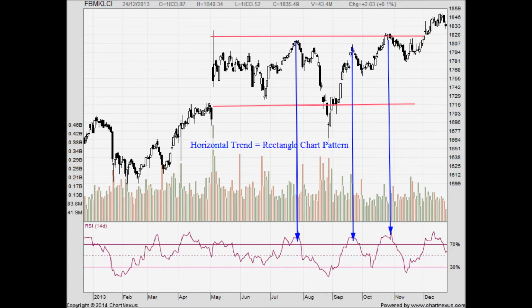So how do we solve this problem? One way is to draw trend lines. If you see a rectangular chart pattern like this one, then it would be quite safe to use the RSI here. But once you see a breakout, you need to be careful when using the RSI, as the trend may be changing from a horizontal trend to a trending scenario.